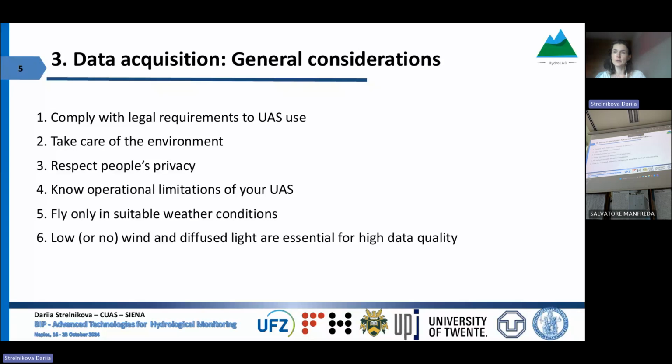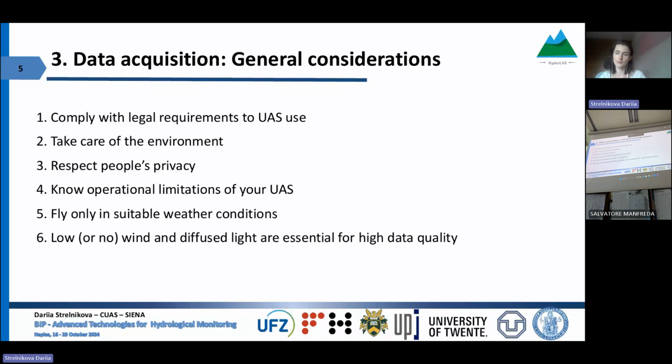We need to know the operational limitations of our UAS. How long can it stay in the air? At which temperatures can it operate? At which wind can it operate? And we have to choose only suitable weather conditions.